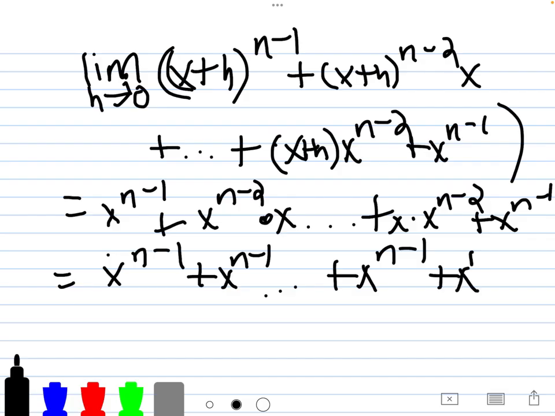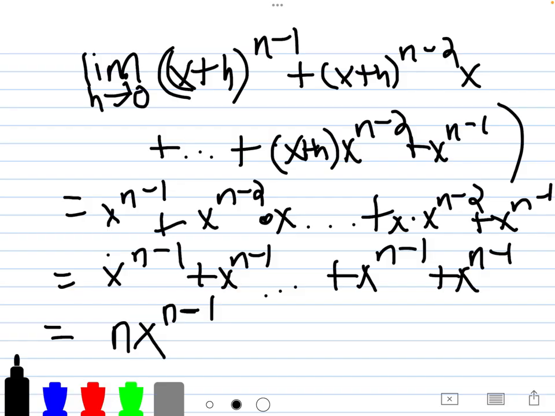Now, remember what we previously said about the amount of terms in that second factor of a to the power of n minus b to the power of n? There are n terms in that second factor. And we are essentially just adding up the same number n times, which is otherwise just multiplying that number by n. So this expression will end up equaling n times x to the power of n minus 1.